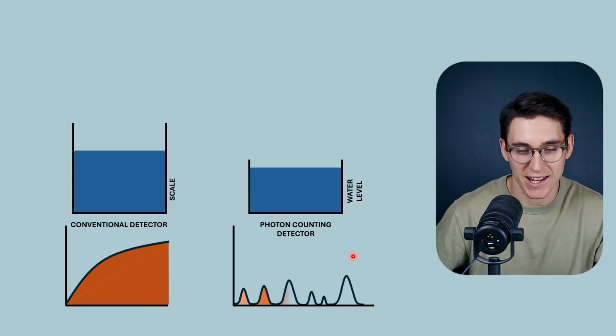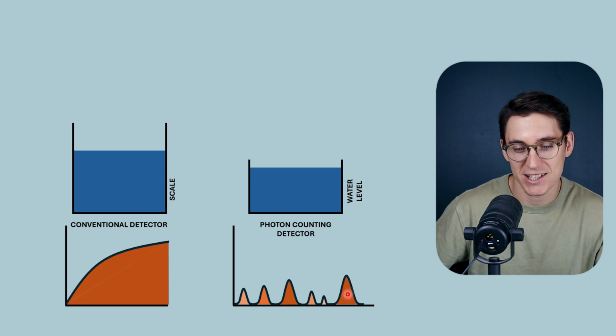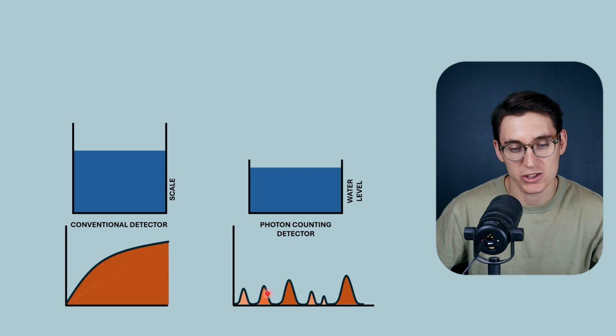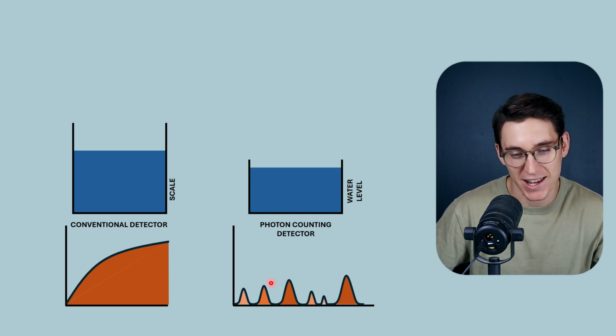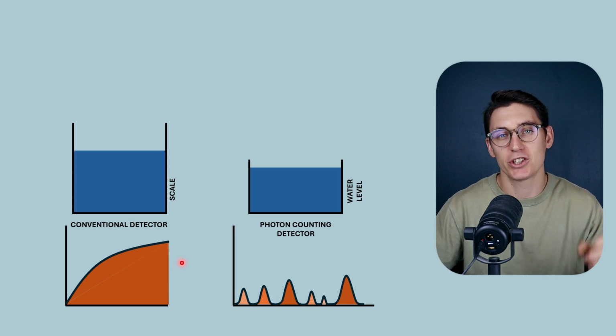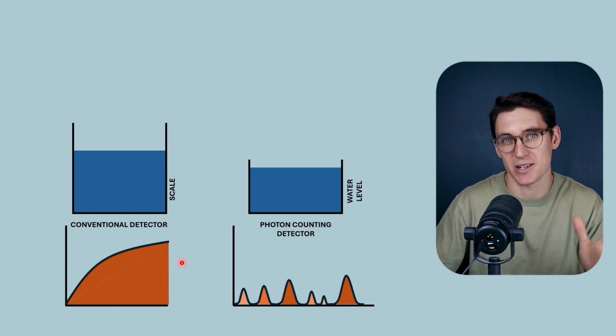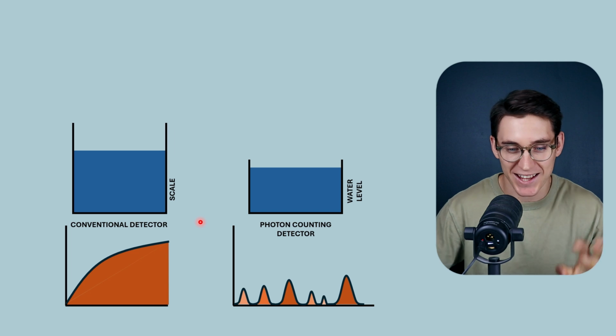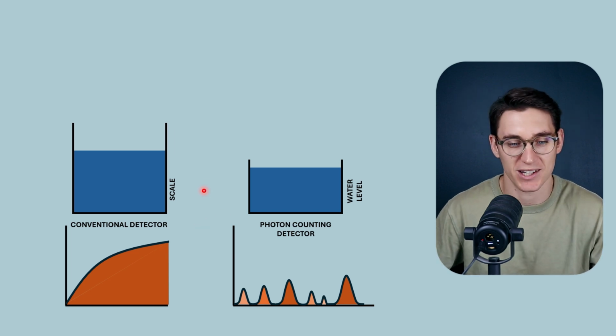You can see here that as we are calculating the area under each one of these curves, the area under the curve represents the X-ray photon energy for an individual photon, and each blip on this graph represents a separate X-ray. You can see how we're able to separate the X-rays out here, whereas in conventional detectors, we're just getting the total X-rays over a set period of time. We can't say anything about their individual energies, and this is the key difference between the two types of detectors.